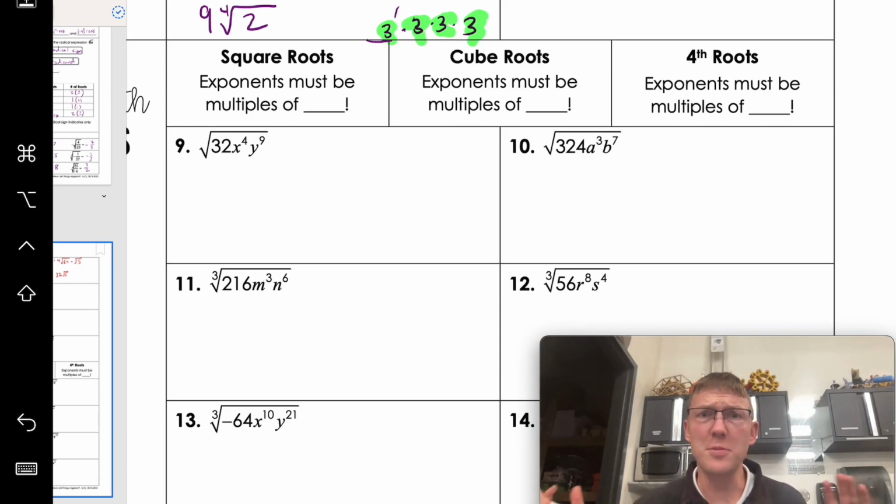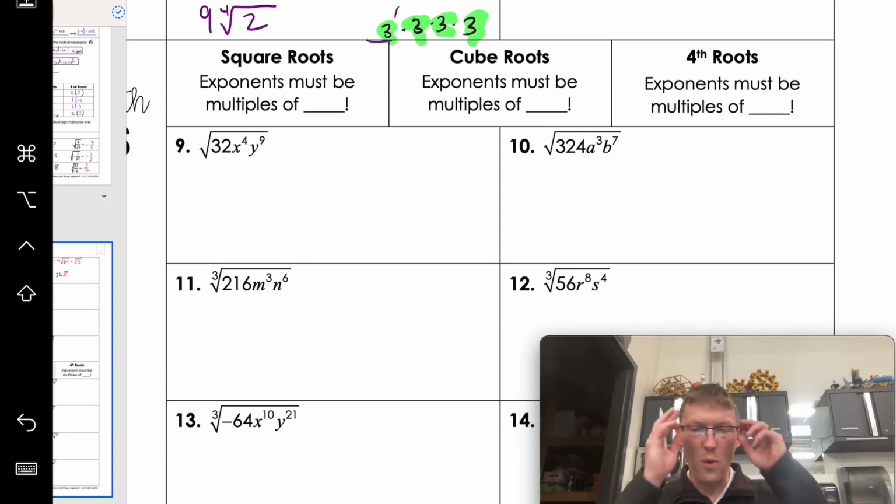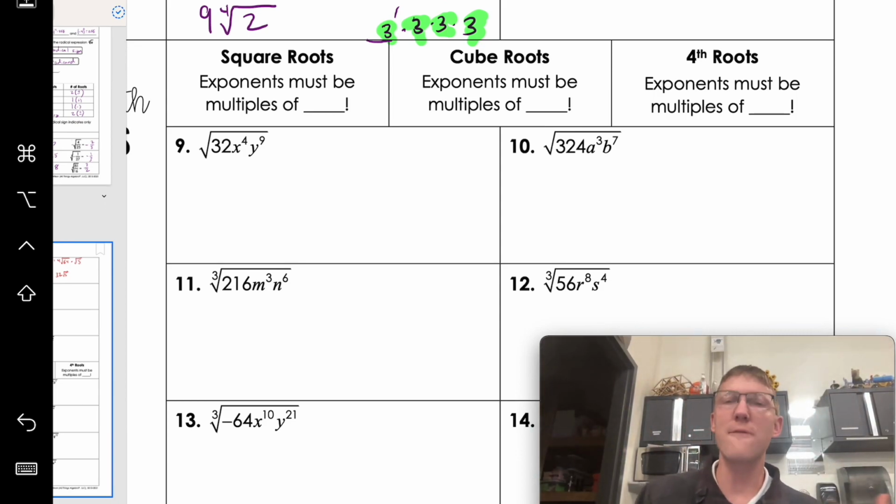Hey, this is an algebra class. So what happens if I have a variable or a letter? Well, let's talk about variables. Number one, if you've got a variable that is an exponent underneath a radical sign, it needs to be a multiple of that radical sign.